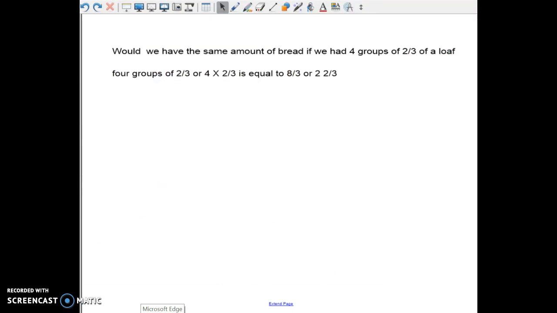Okay, this is the little green dot in the middle of page 300. It says, would we have the same amount of bread if we had 4 groups of 2/3 of a loaf? 4 groups of 2/3, or 4 times 2/3, is equal to 8/3, or 2 and 2/3. So yes, we would.